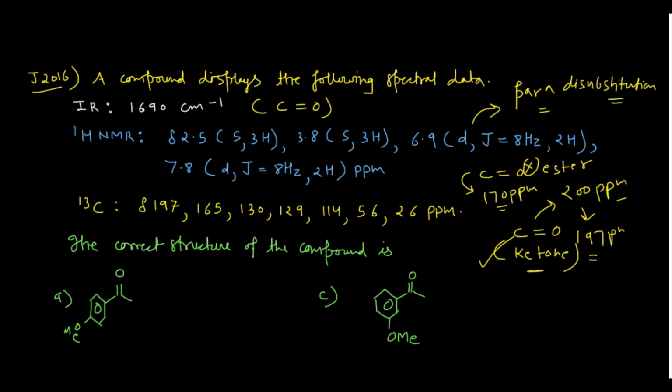If this is the principal functionality, then this is the ortho position, this is the meta position. When these two are meta and this is ortho, this is meta, this is para. So this cannot be your answer. You can immediately discard option C also. So what you are left with is option A, and automatically option A is the correct option.